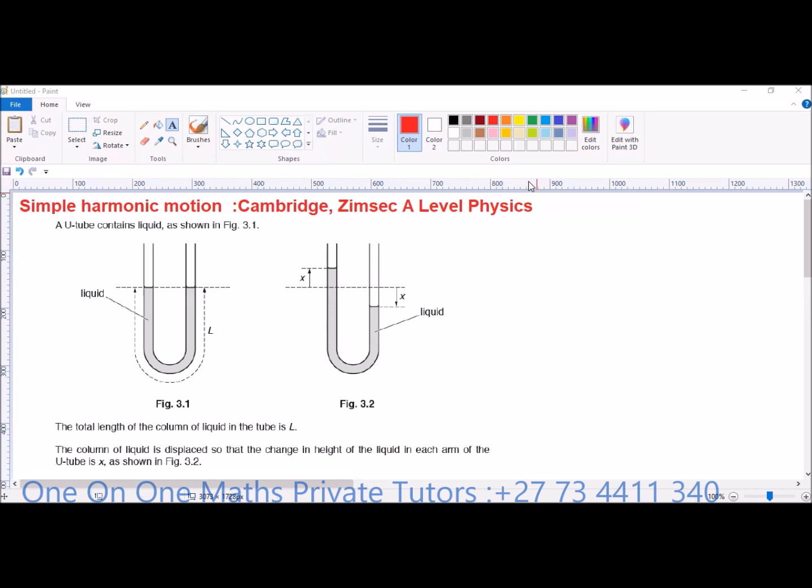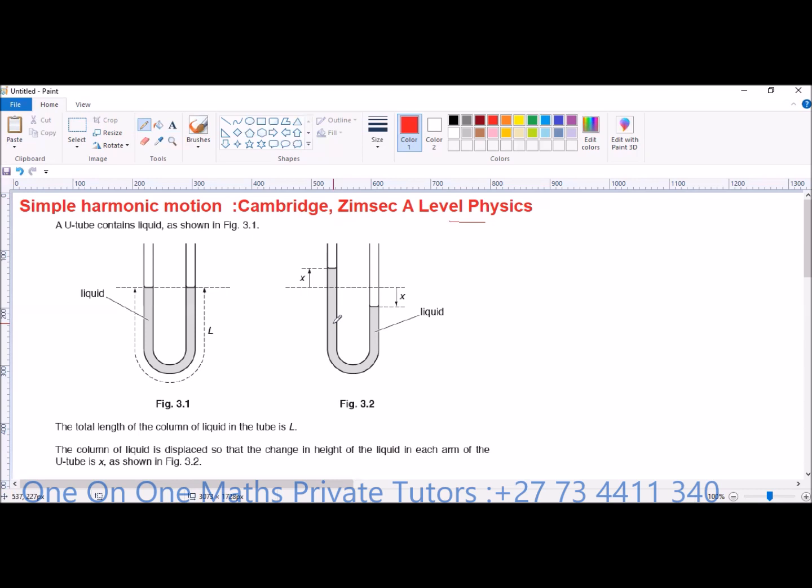Today we are looking at simple harmonic motion in Cambridge and Zimsec A-level physics. These two syllabi, even in O-level, are very similar. Okay, so simple harmonic motion is the topic we are looking at. Why do we study simple harmonic motion? Simple harmonic motion is very useful in design and construction of structures such as buildings and bridges.